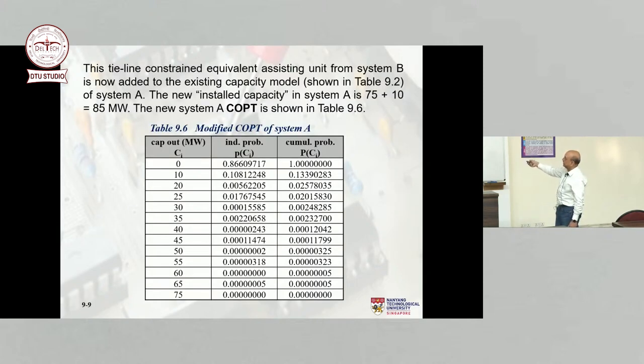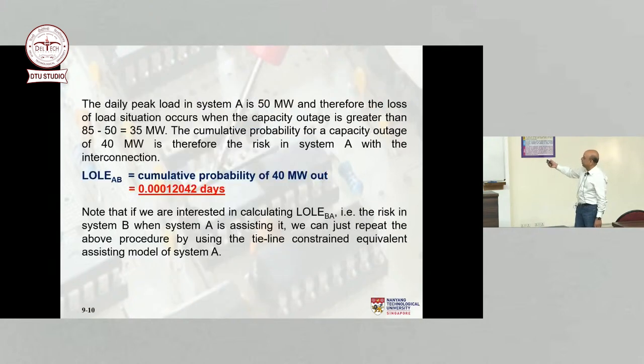So I have capacity outage states and I have individual probabilities. You see here it has almost become 0. That's why I didn't go further. Obviously there's up to 85, because I've added 10 megawatt, but I don't need to. It's almost already 0, up to 8 digits, okay? So probability, cumulative probability, and then if you know the load, then you can find out the risk.